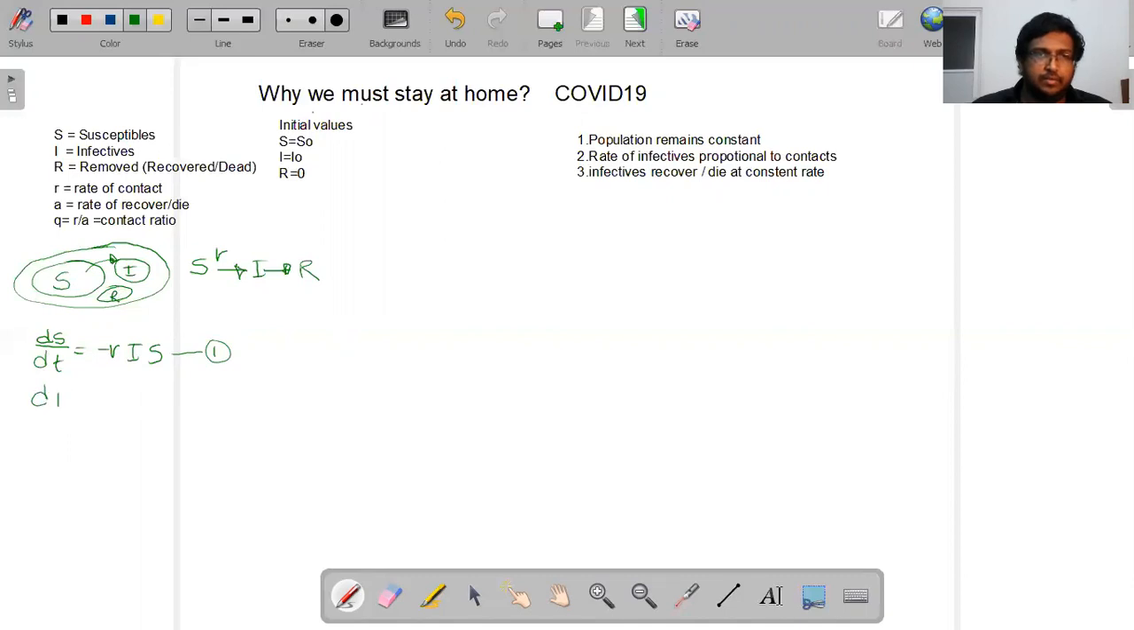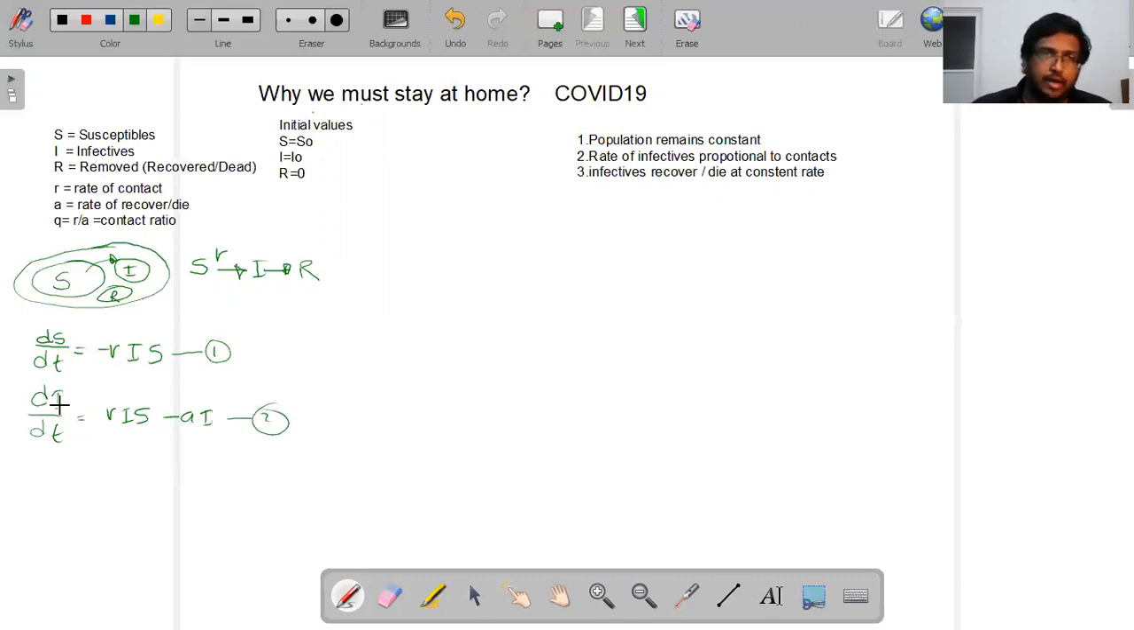The second differential equation is dI over dt, differentiating with respect to time. We construct it as R I S, the people who are getting the disease, the infected part, minus A times I, the people who are recovering. So this is the recovery section and this is the infected section. Infection minus recovery means removing all the recovered people from the infected people, so you get only the infected people. That part is also going up. That's why we can write dI over dt. This is your second one.